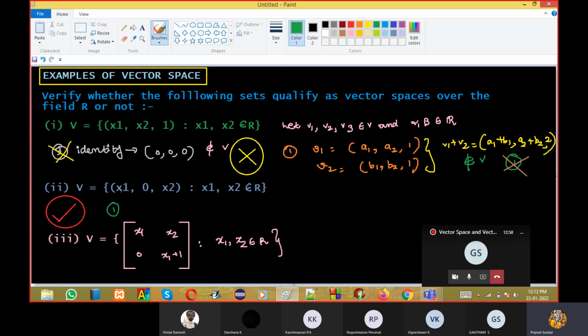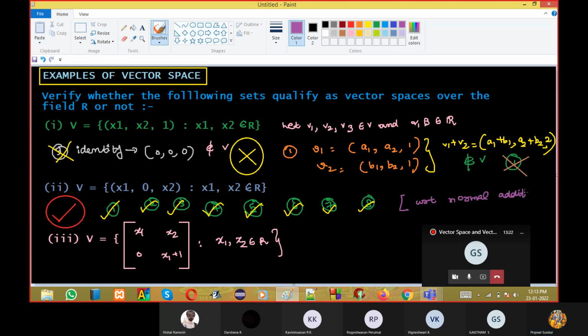Suppose you are taking one vector, you just check it yourself. Why should I check this condition? Try this question on your own. If you observe carefully, all the 8 conditions will be satisfied. I'm writing in brackets: with respect to normal addition and normal scalar multiplication. Last class, if you understood fully, you can do this question. I'm leaving it to you.